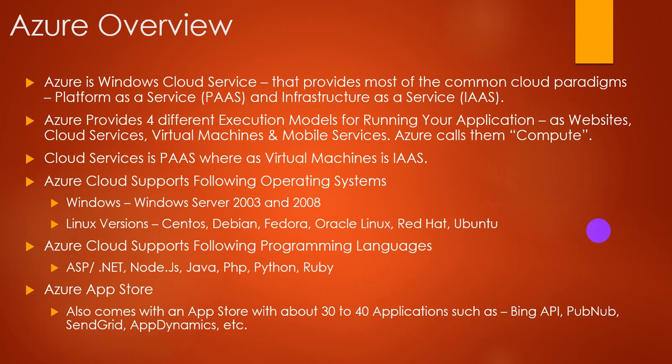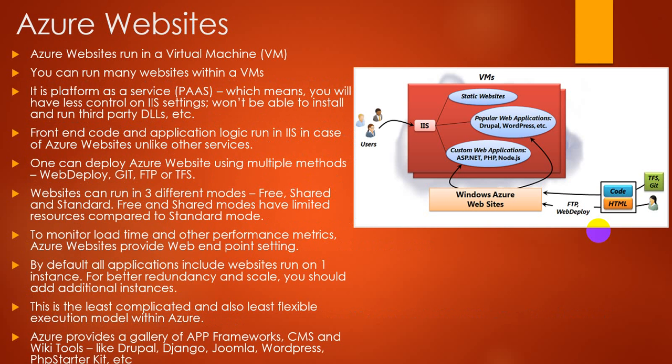Azure also comes with the App Store, within which you have about 40 to 45 applications that you can download and install and run them alongside of your application. So let's talk about the first compute model, Azure Websites. Azure Websites is the fastest way to deploy your website using Azure Cloud Service.